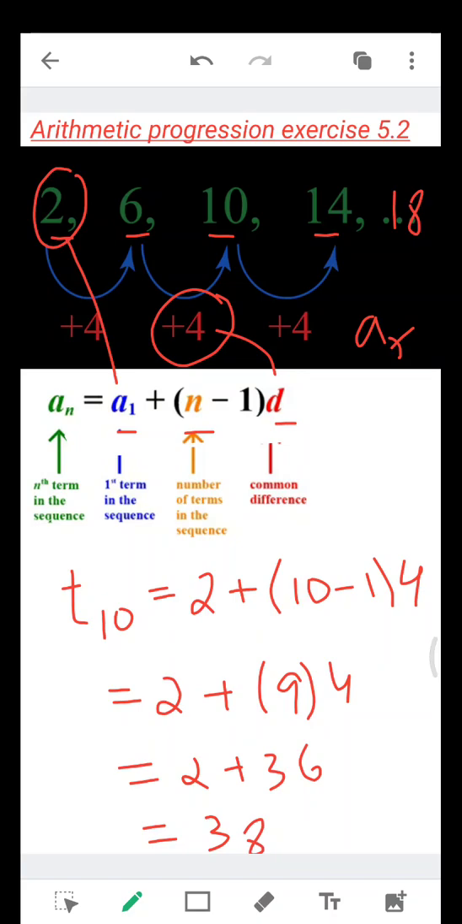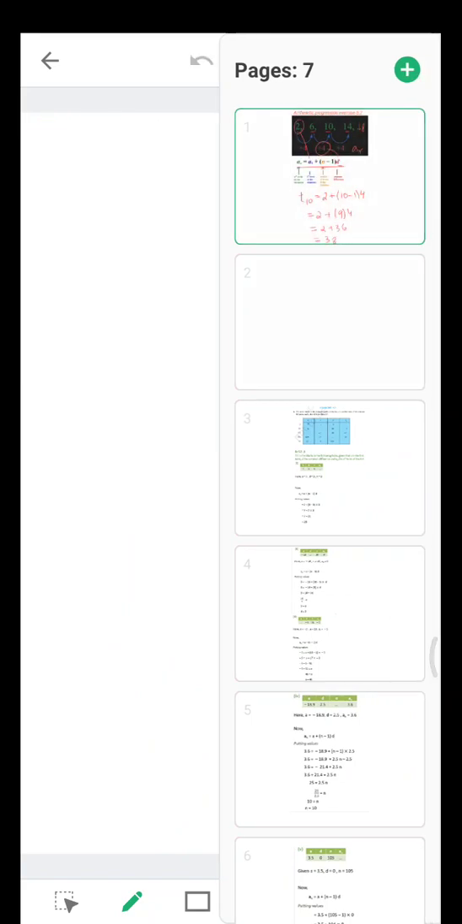For checking, you can go on adding 4 in this and get the 10th term. 18 plus 4 is 22, then plus 4 you get 26, then plus 4 is 30, then 34, then 38. So the 10th term will be 38. So this is the formula which can be used to find any term of any arithmetic series. Not only this, you can find any term of any arithmetic progression. So let's see another example.